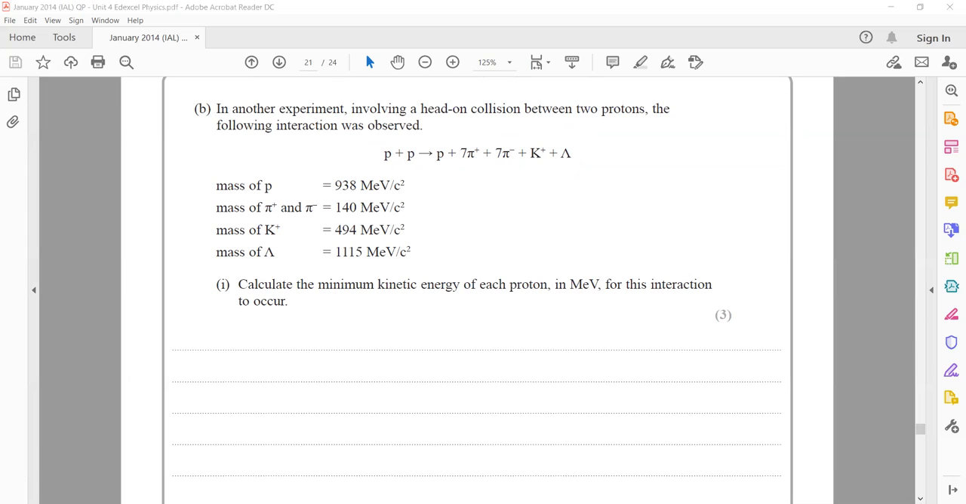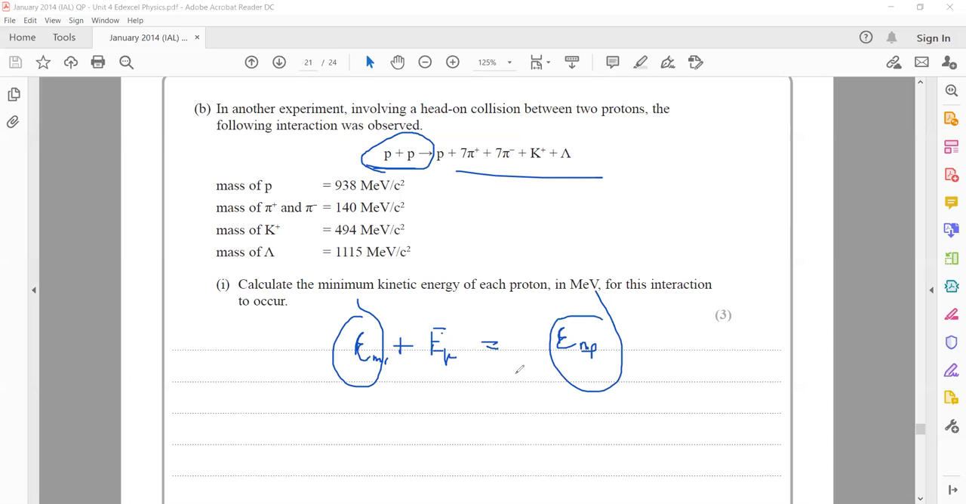So basically, we can also say the total mass of the reactants plus the kinetic energy of the reactants gives the total mass of the products. So the total mass of the reactants, we sum them. The total mass of the products, we add them, and we subtract to get how much kinetic energy is required for production of these particles.